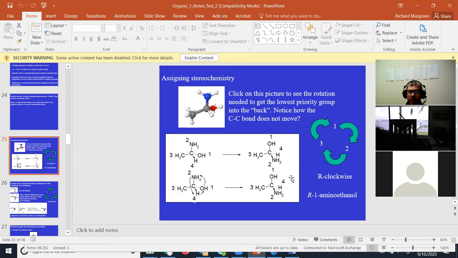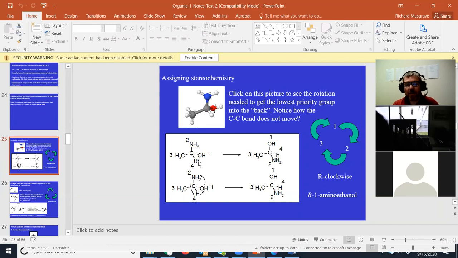Now, when we do this, what this all depends upon is the ability to put the lowest priority group in the back. So if you've got this compound here, which has a C that's got an OH, an H, a CH3, and an NH2, those are the 4 groups that we're talking about, then we can prioritize them on the basis of their atomic weight, like we did with the E and Z. So the number 1 priority would be O, then N, then C, and the lowest priority would be the H here. Now the H here has to be in the back.